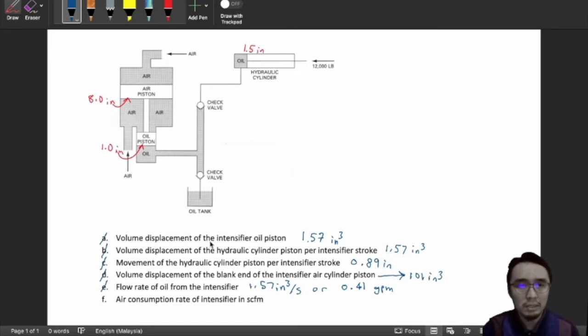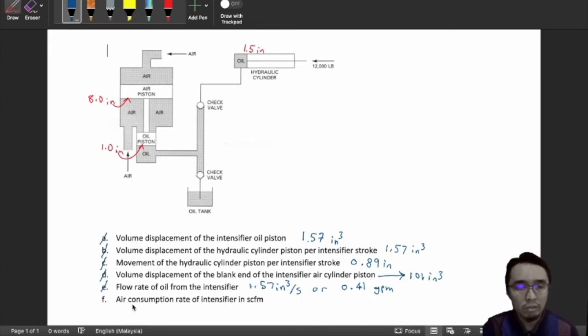Okay, volume displacement of the oil intensifier oil piston. So how much volume is displaced every second. This is how far the hydraulic cylinder is moving. Volume displacement of the blank end of the intensifier air piston. So how much volume is displaced is 101, and then the flow rate, which is the volume divided by the second. So this is oil, so we just use oil divided by the second.